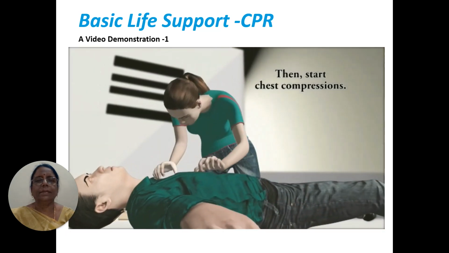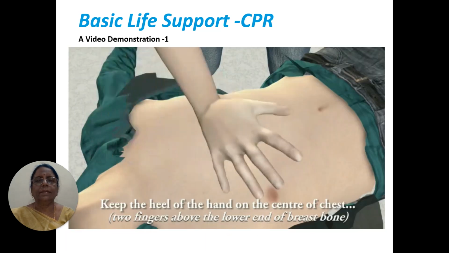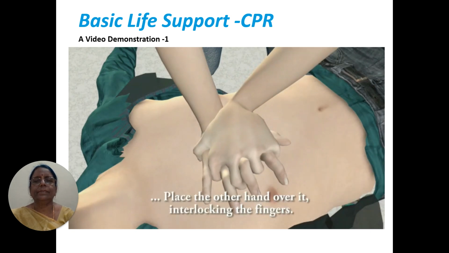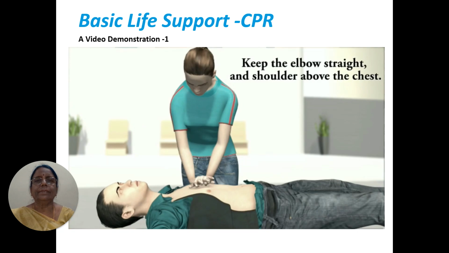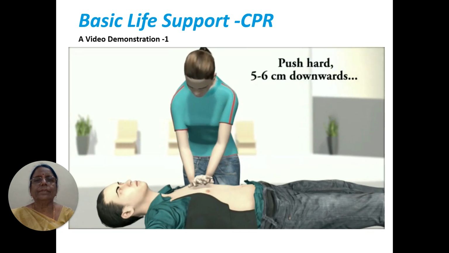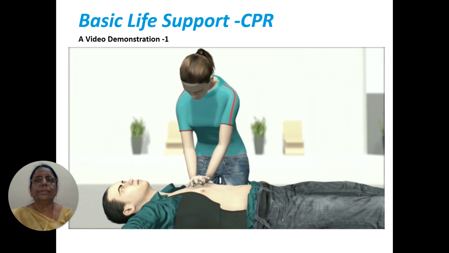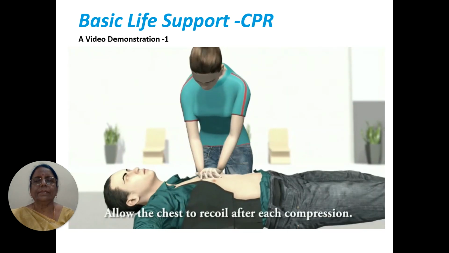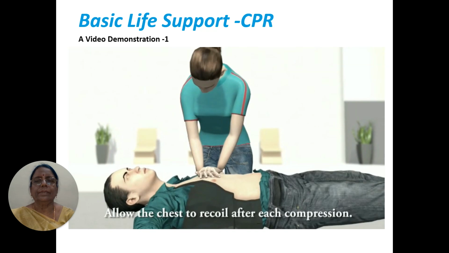Then, start chest compressions. Keep the heel of one hand on the center of the chest. Place the other hand over it, interlocking the fingers. Keep the elbows straight, shoulders above the chest. Push hard, 5 to 6 centimeters downwards, at a rate of 120 per minute. Allow the chest to recoil after each compression.